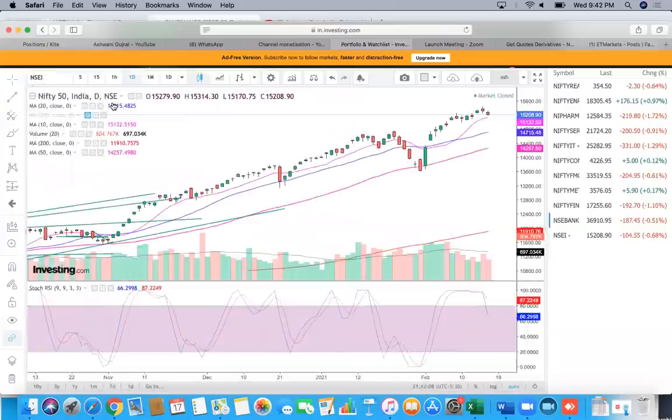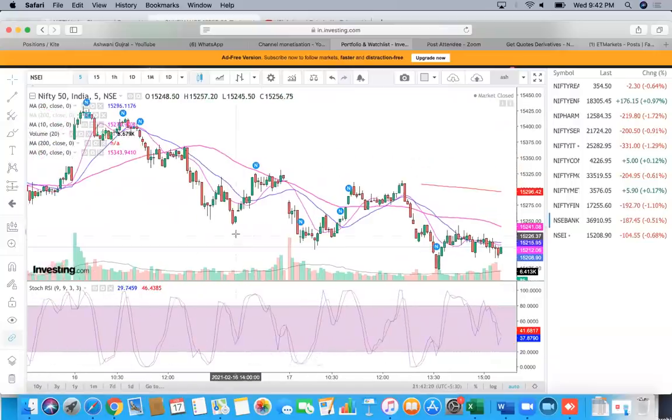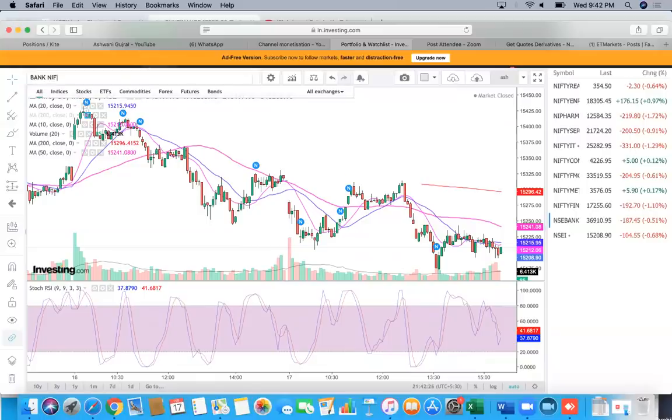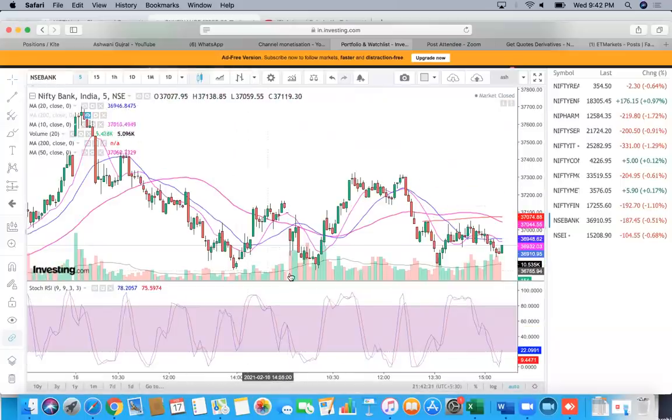For the moment, let's see what we did on the Nifty today. The Nifty, like I mentioned, found support at about yesterday's low. In fact, Bank Nifty did that exactly. The Bank Nifty exactly touched yesterday's early morning lows, and from there had a pretty decent bounce. And finally, we could not cross 15,300 or 37,300, and Bank Nifty collapsed back.